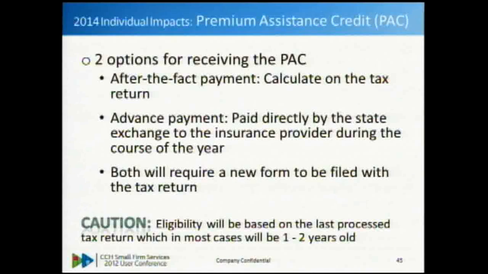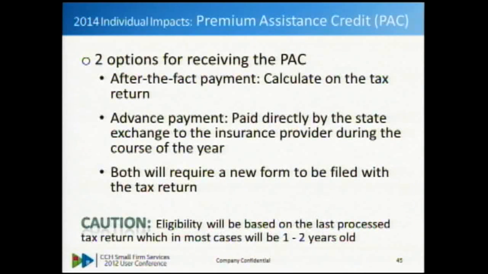Okay, so the two options we talked about for receiving the credit, to Joanne's point, one of them is an after-the-fact payment, where you just calculate it on the tax return. The taxpayer goes into the state exchange, picks out their health insurance plan, and opts to pay all of those premiums themselves out of pocket. Then they file their tax return, which will calculate the amount of premium assistance credit based on the actual data, and it will be reported on the 1040 against tax liability up to a refundable credit. So anything above and beyond the tax liability.